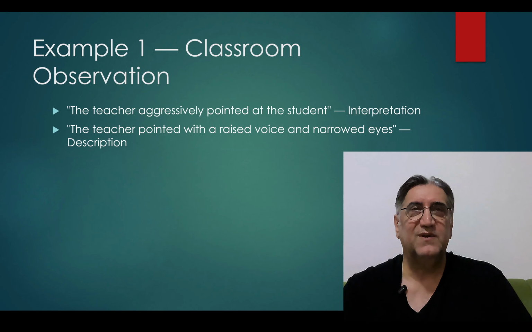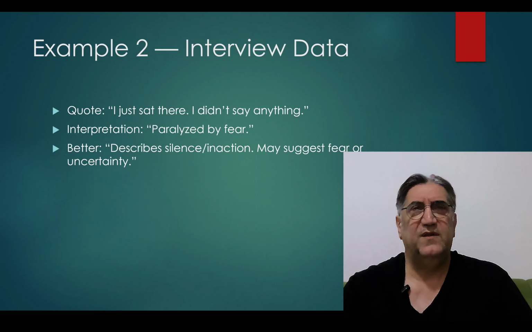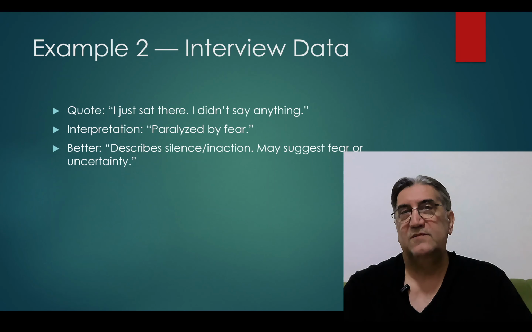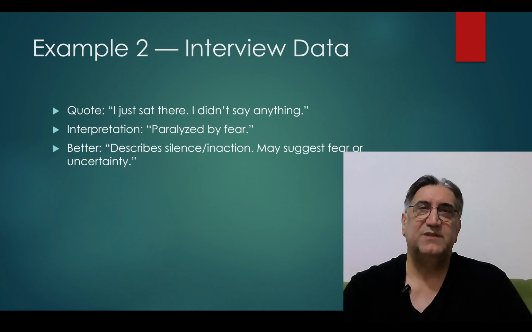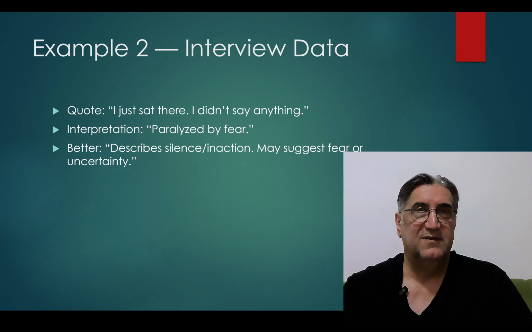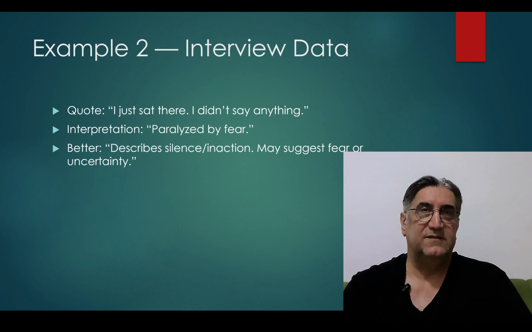Now, let's say you are working with a participant's statement. I just sat there. I didn't say anything. I didn't know what to do. And you write in your analysis, the participant was paralyzed by fear. Well, maybe, but that's an interpretation. The participant didn't say, I was afraid. Instead, a more careful approach might be: the participant described a moment of silence and inaction. This may suggest feelings of fear or uncertainty. That way, you're flagging the interpretive leap and showing where it begins.